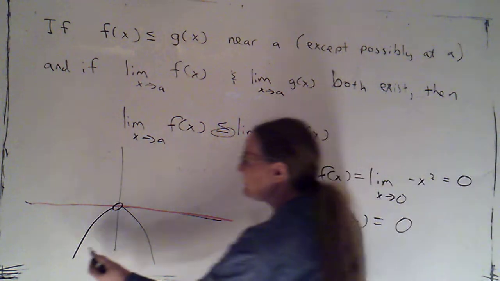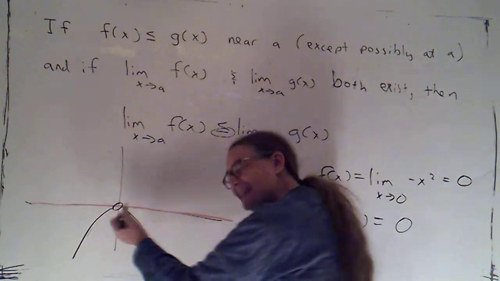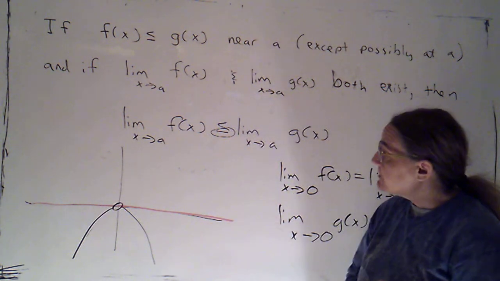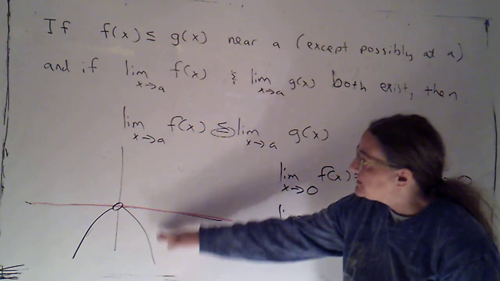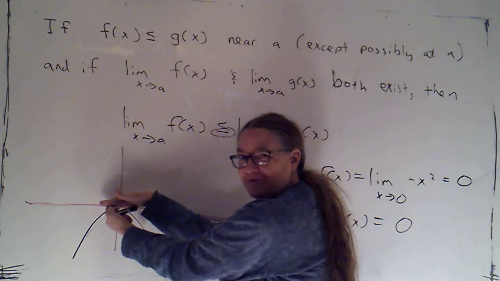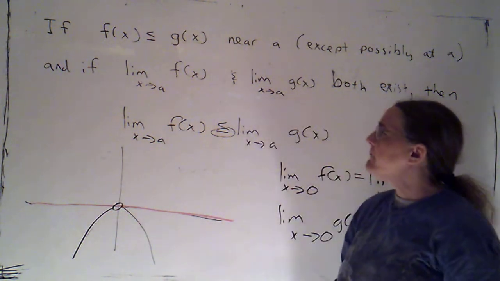But yet the limit, as we approach 0 of f of x, is equal to the limit as we approach 0 of g of x. So it's possible for one function to be strictly smaller than another, but yet as you approach a certain point, they're approaching the same value. That's what I really wanted to emphasize here.